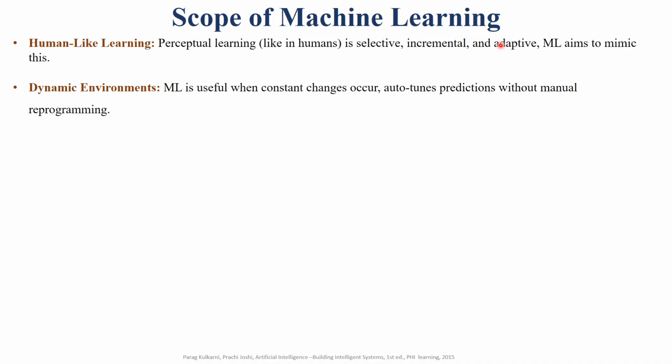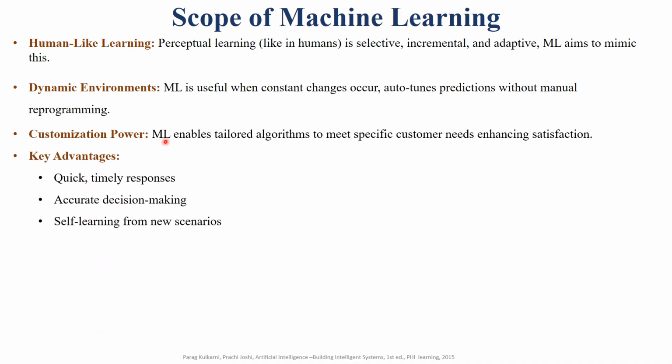What is the scope of machine learning? Human-like learning: it aims to mimic the human. Dynamic environments: ML is useful when there are constant changes and it needs auto-tuned predictions without manual reprogramming. Then ML enables tailored algorithms if it wants to meet a specific customer's need so as to provide satisfaction. Some of the key advantages include a quick response, accurate decisions, and a self-learning process from new scenarios.